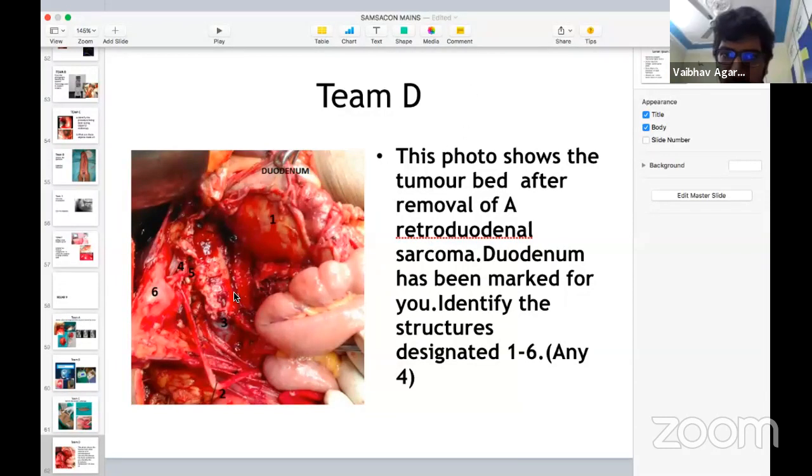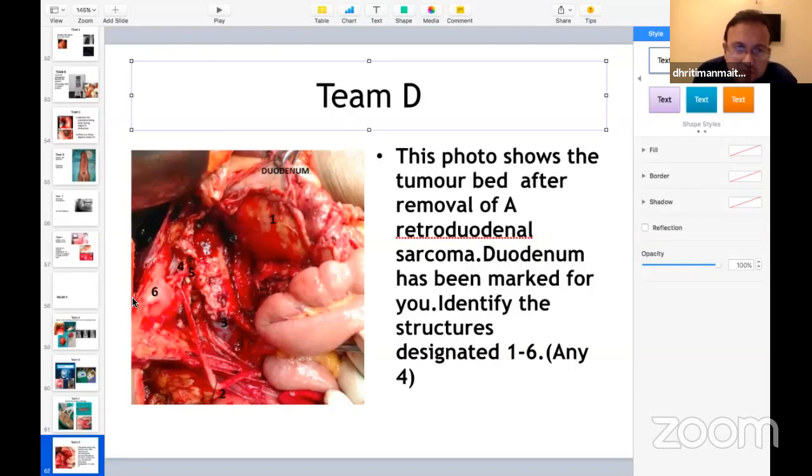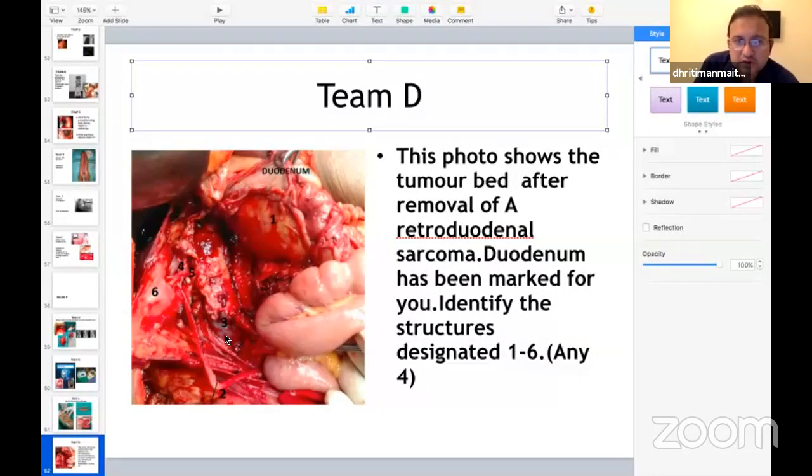Sir, is 1 the stomach bed? Then 2, 3, 4, 5. Sir, 2 is here. Is 2 the ureter? Okay. 2 is ureter indeed. And 3 is a bluish one. Sir, inferior mesenteric vein. Sorry, IVC.